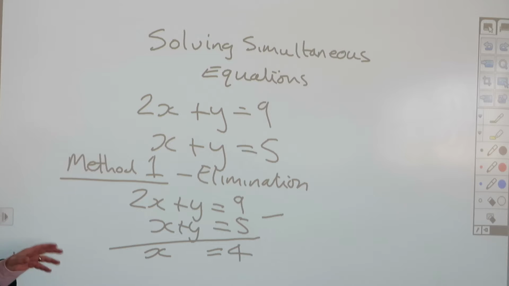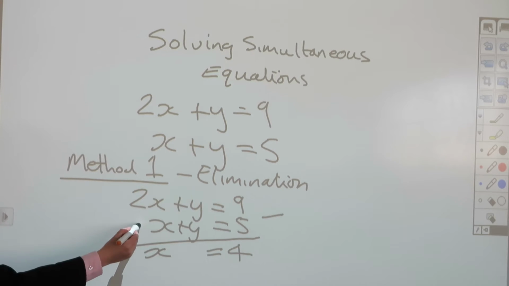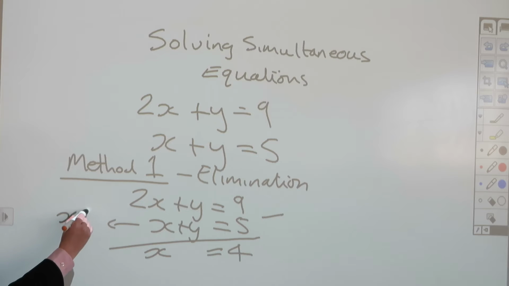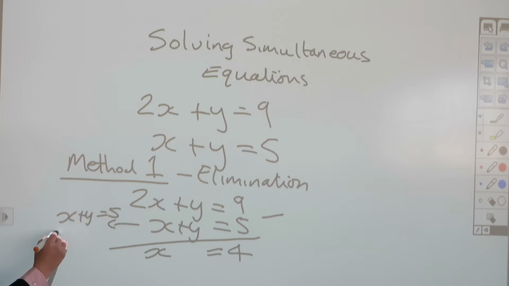If I then think about, well, what's my value of y? Let's take either equation. Let's have a look at this one here. So I've got x plus y equals 5. I now know my value of x is 4. So 4 plus y equals 5. That means that y is going to equal 1.